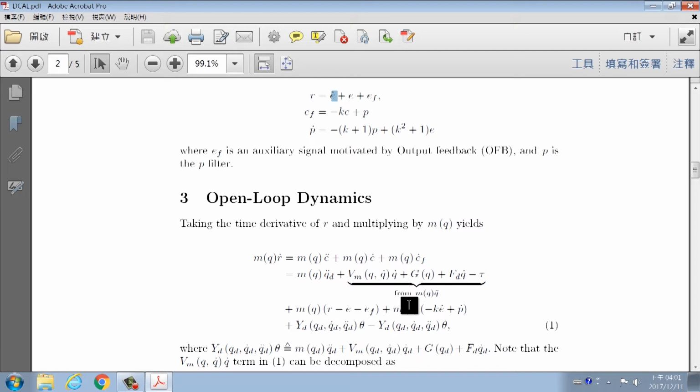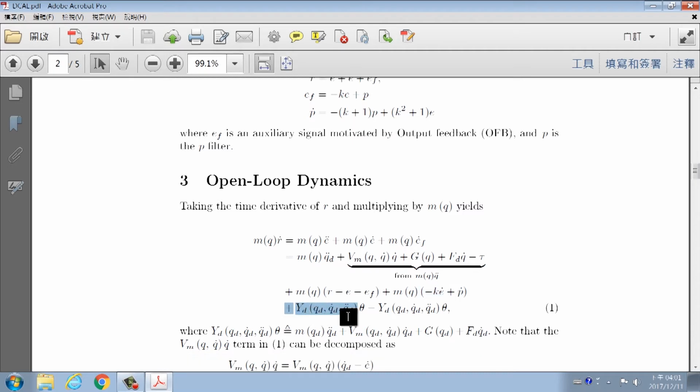And for EF dot, you take the time derivative on this, so you have minus KE dot plus P dot. Okay, and this part is equal to 0 because you add and subtract YD theta.